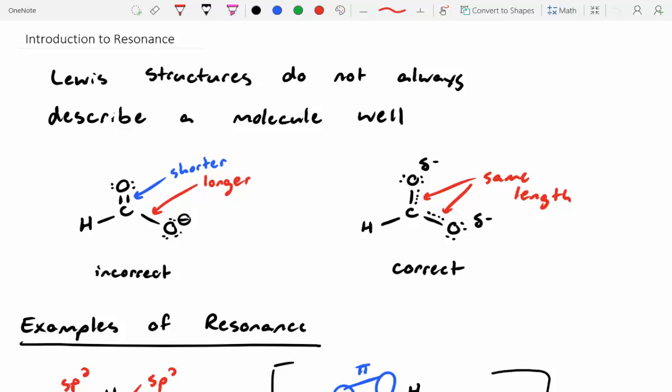All right, so yesterday we finished up talking about resonance a little bit, and we said that Lewis dot structures don't always tell a complete picture of what's occurring in a molecule. And the example I gave was this formate ion, where we said if you draw the Lewis structure on the left, we would expect that CO double bond to be the shorter bond and the CO single bond to be longer. The reality is each of those CO bonds is the same length, and we're distributing that negative charge across both oxygen atoms.